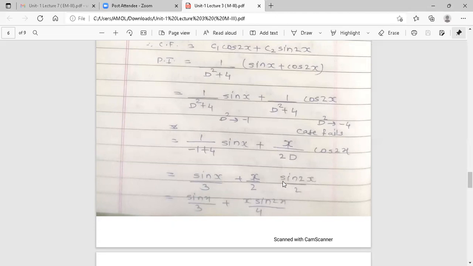The derivative of D square is 2D, and this cos 2x as it is. Now simplify the terms. Minus 1 plus 4 is 3. So sin x upon 3 plus x upon 2, now sin 2x upon, there is one correction here. This is D.